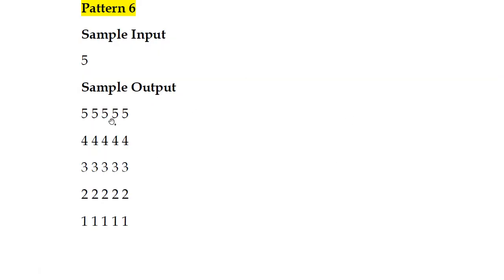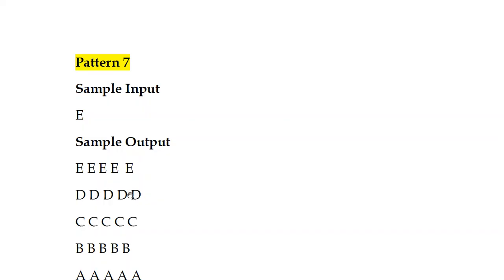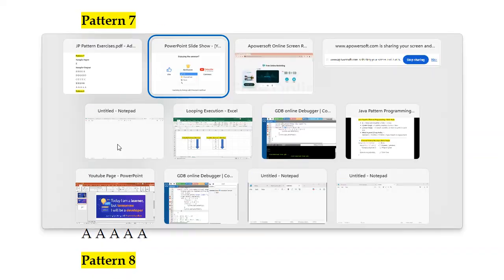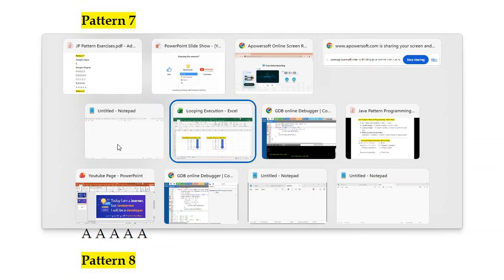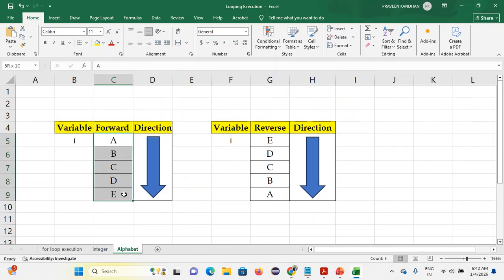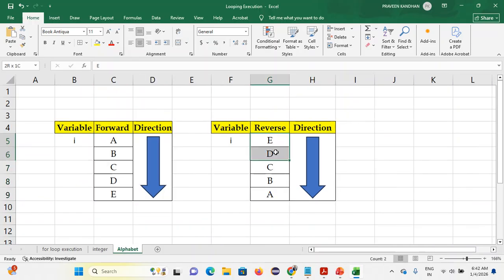In our previous session, we discussed the reverse number square pattern. In this session, we will discuss the reverse alphabet square pattern. Same way, instead of numbers, this time we are going to deal with alphabets. Forward direction: A, B, C, D, E. Reverse direction: E, D, C, B, A.